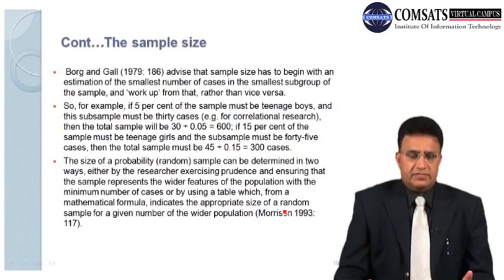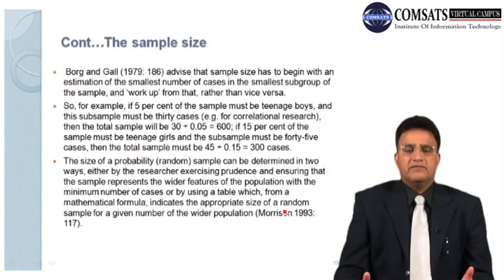If 15% of the sample must be teenage girls and the subsample must be 45 cases, then the total sample must be 45 divided by 0.15, that is equivalent to 300 cases. The size of a probability or random sample can be determined in two ways, either by the researcher exercising prudence and ensuring that the sample represents the wider features of the population with the minimum number of cases, or by using a table which, from a mathematical formula, indicates the appropriate size of a random sample for a given number of the wider population.